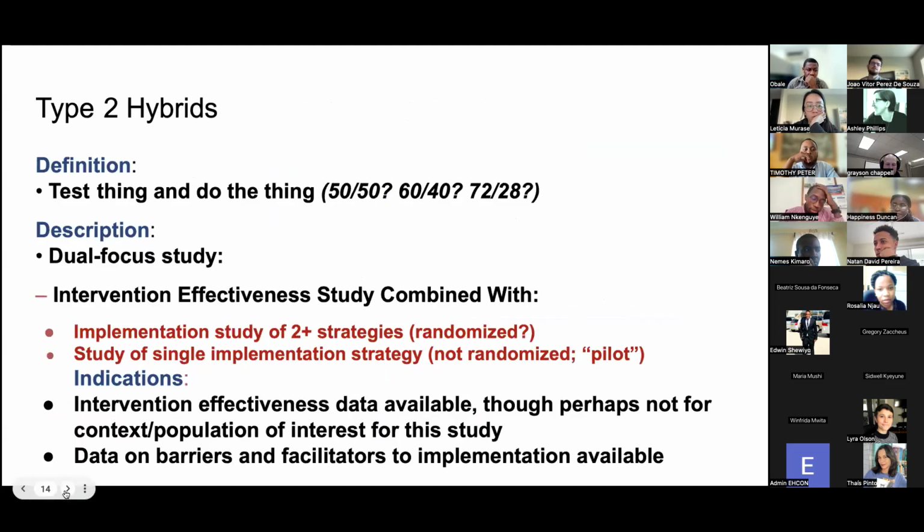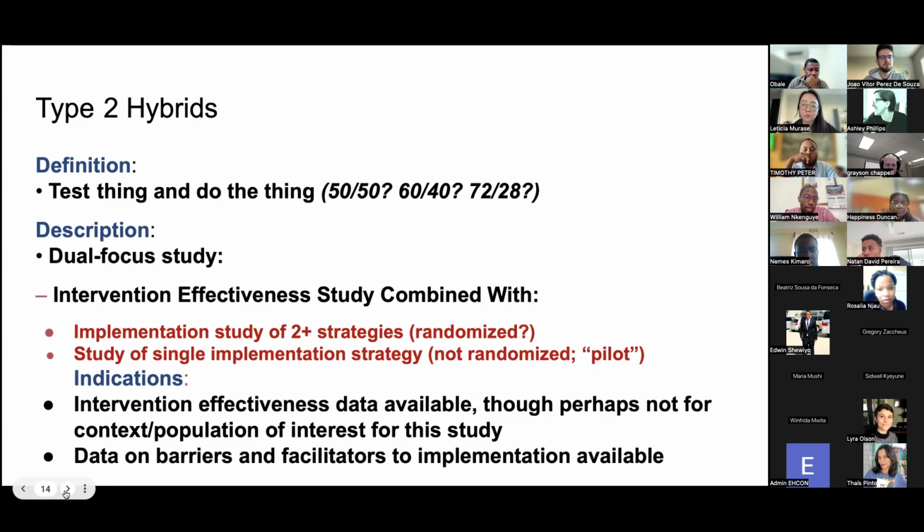So type 2 designs, they're going to be a balance between implementation and effectiveness. And they mainly have a dual focus, trying to look at the intervention effectiveness and looking at implementation of the study. And you can have two or more strategies that you're trying to look at to see if they're the best strategies, and you can randomize the groups into different strategies. Or it can focus on a single implementation study, where you cannot decide to randomize, maybe you're trying to look at just one implementation strategy.